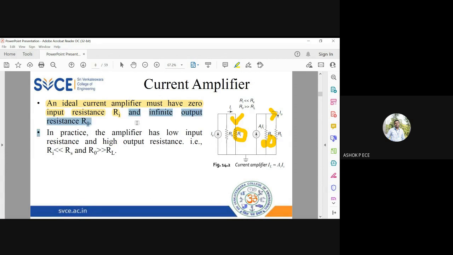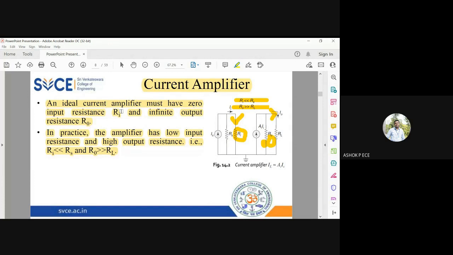Okay, so the conditions you see, they'll be completely opposite for current amplifier, because you have a current source parallel to a resistance. So in practice, you cannot expect Ri to be 0 and R0 to be infinity. But in practice, you fix that Ri should be very, very small compared to Rs, and R0 should be very, very large compared to RL. So in practice, we put these two conditions. But in the theoretical way, my input resistance should be 0 and output resistance should be infinity for a current amplifier.